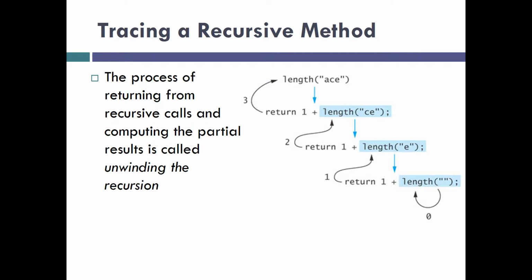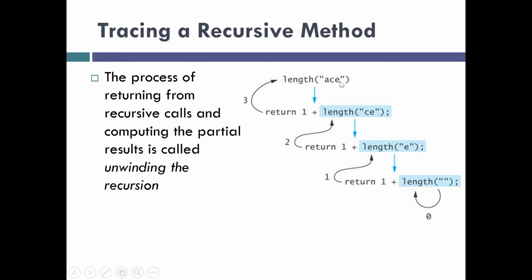So what I did on the board earlier was called tracing a recursive method. It's the idea of drawing out the way the recursion works so you get a better understanding of it. It's also called unwinding it. So you unwind the recursion and then you trace it.